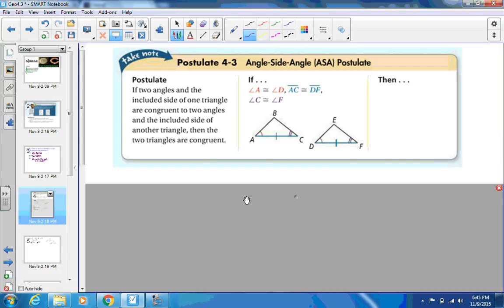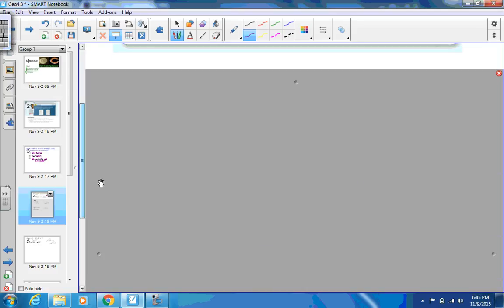So as an example or a picture, we have angle A is congruent to angle D, angle C is congruent to angle F, and the included side, which would be AC and DF, are also congruent. Then we can prove that triangles ABC and DEF are congruent. All right, that is the angle side angle postulate. So let's use that postulate here.